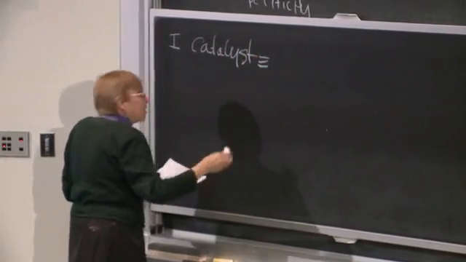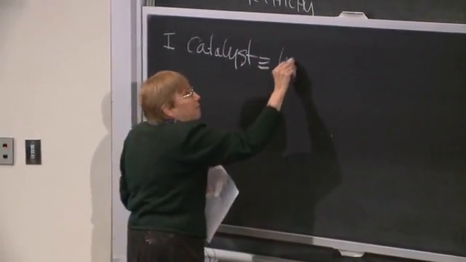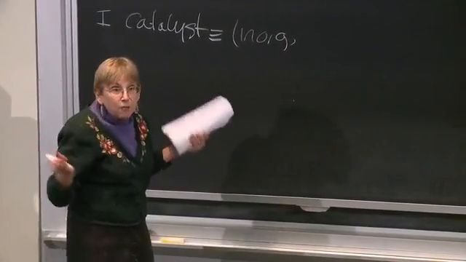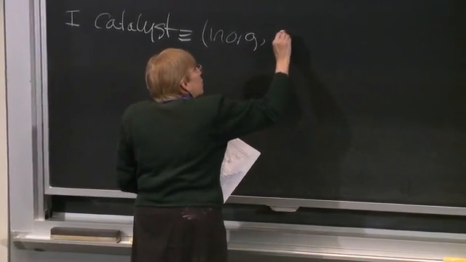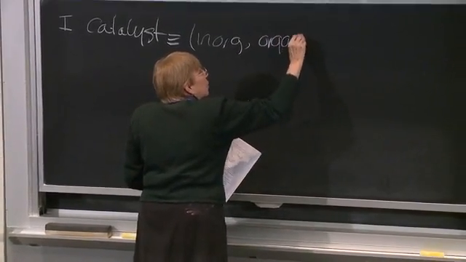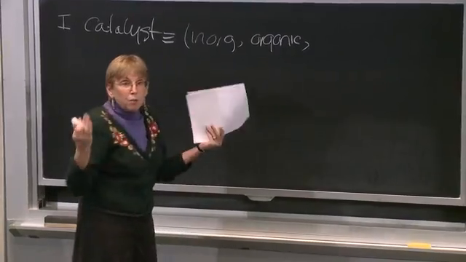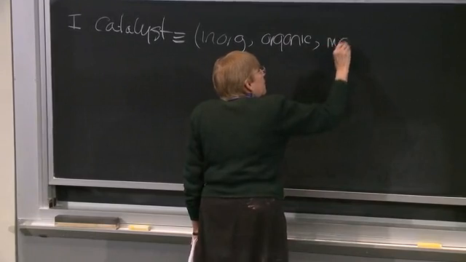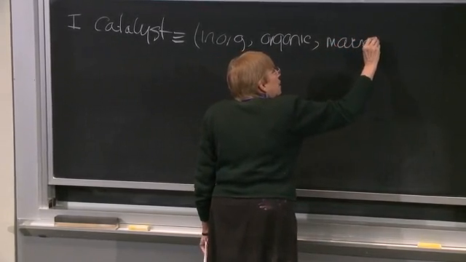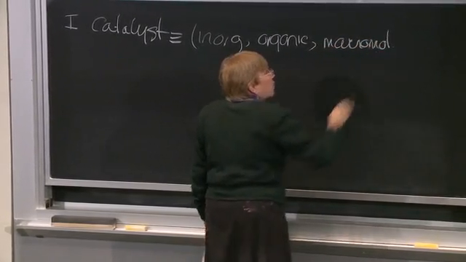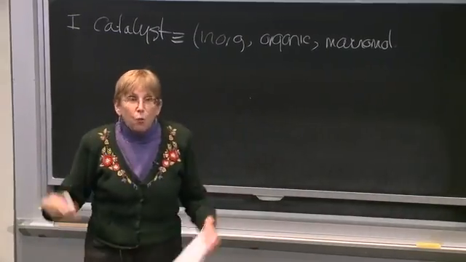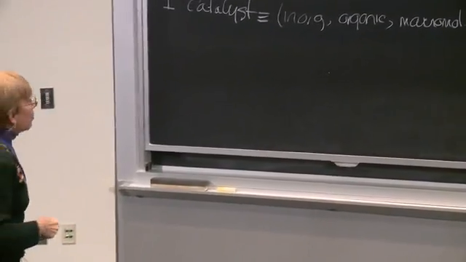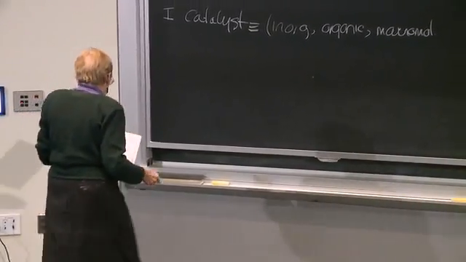And a catalyst, for those of you who have had more chemistry, can be an inorganic ion, for example. It can be a small organic molecule. But for us, we're going to be focused on large macromolecules. And the macromolecules we'll focus on could be proteins or RNA, but most of the reactions found in our body are catalyzed by protein catalysts.